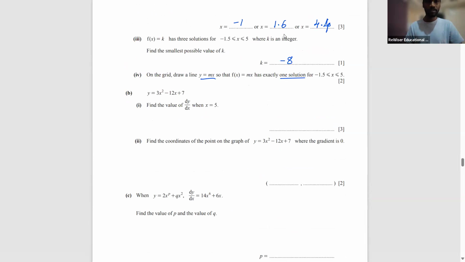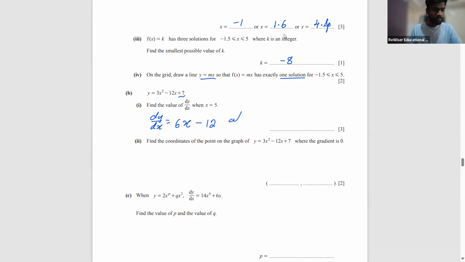For part B, y equals 3x squared minus 12x plus 7. We need to find the value of dy by dx when x is 5. So dy by dx in this case, when I differentiate this, the derivative of 3x squared is going to be 3 times 2x, so it's going to be 6x. Then minus the derivative of 12x, which is just 12, because the derivative of a constant times a variable is just the constant. And then the derivative of 7 is just 0.